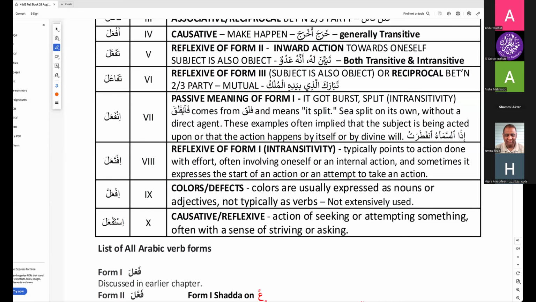Infalaqa. Infalaqa comes from falaqa and means it split. Okay? It split on its own without a direct agent. This example often implies that the subject is being acted upon, or that the action happened by itself or by divine will. إذا السماء انفطرت وإذا الكواكب انتثرت.